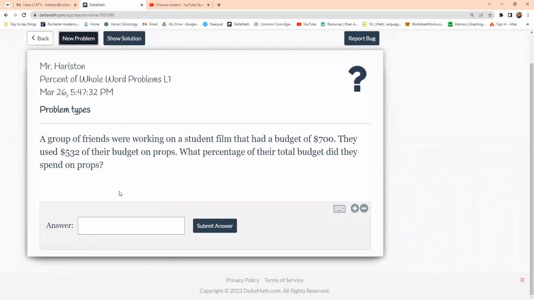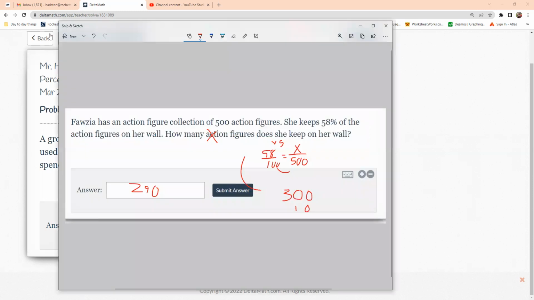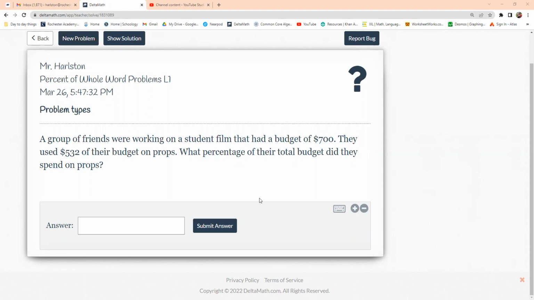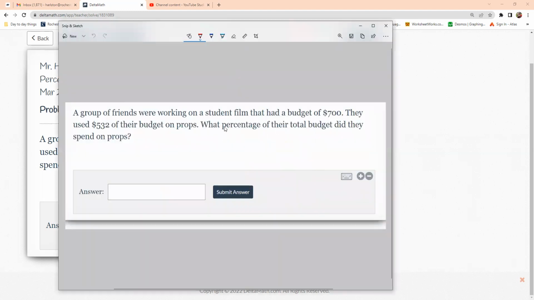It says a group of friends were working on a student film that had a total budget of $700. They used $532 on budget props. And so it says, what percentage of the total budget did they spend on the props? So let me take a picture really quick. It's going to be group of friends, down here. All right. So now it says right here, what percent of the total budget, and the total budget is 700. So this is going to be 700.